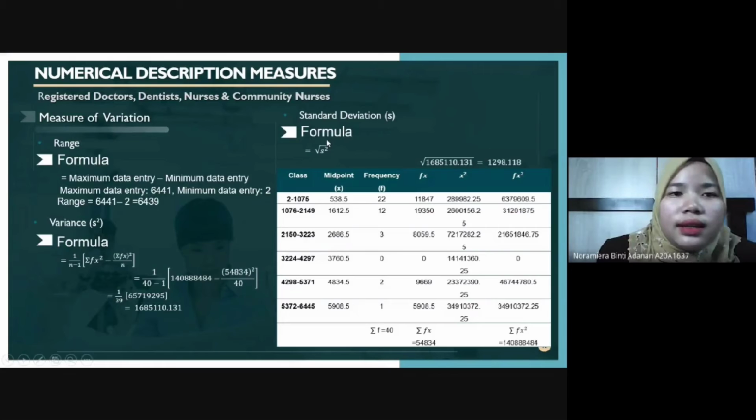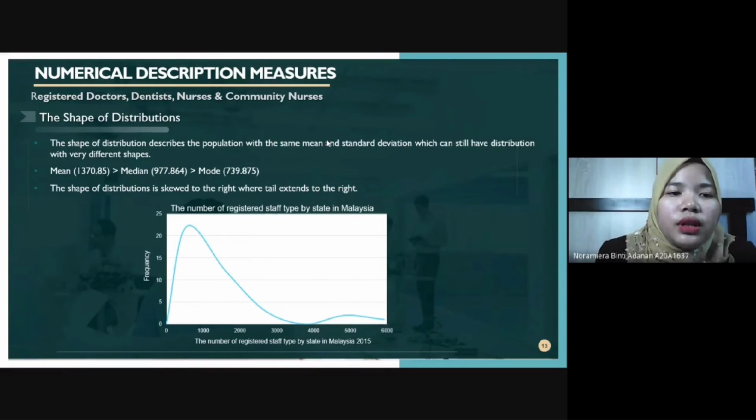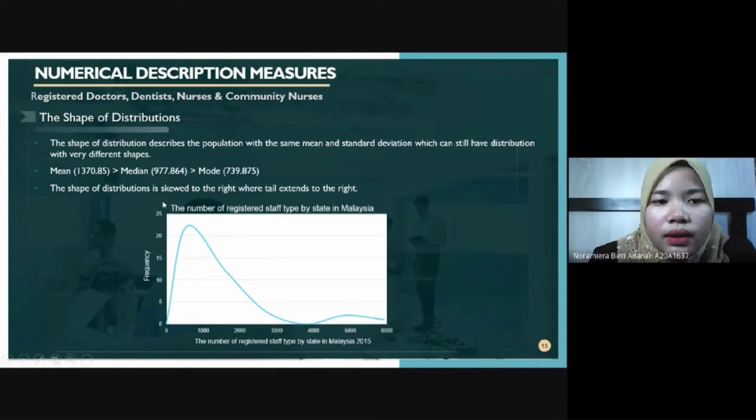Okay, last but not least, the shape of distribution. The shape of distribution describes that populations with the same mean and standard deviation can still have distributions with very different shapes. The shape of distribution shown in this slide is skewed to the right, where the tail extends to the right. And that's all from me.